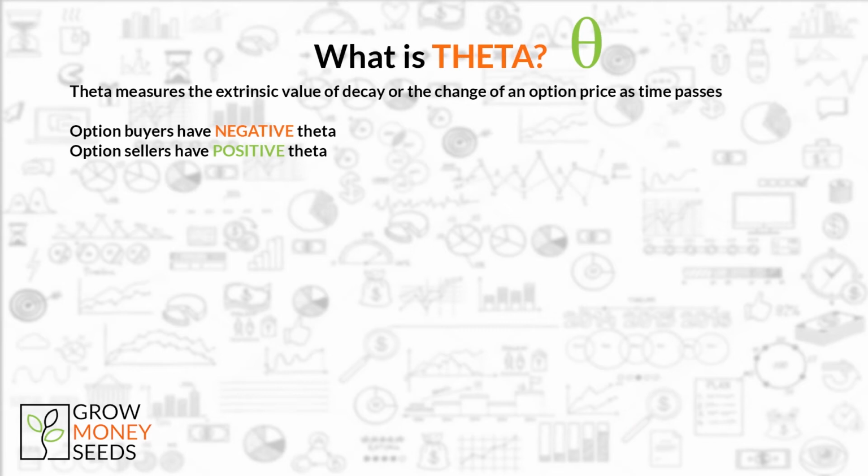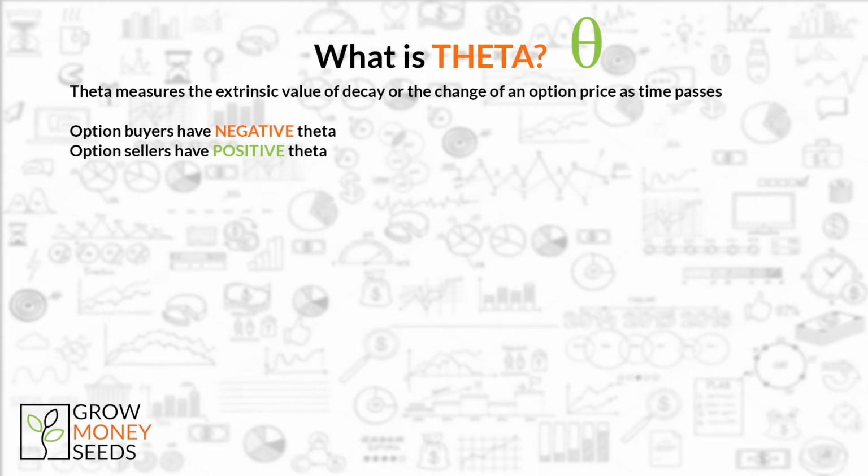Time decay is nonlinear and accelerates the closer an option gets to expiration, and can be positive or negative. An option buyer will have negative theta as the contract loses extrinsic value or time value, which is bad. An option seller will have positive theta and the contract gains extrinsic value or time value, which is good.